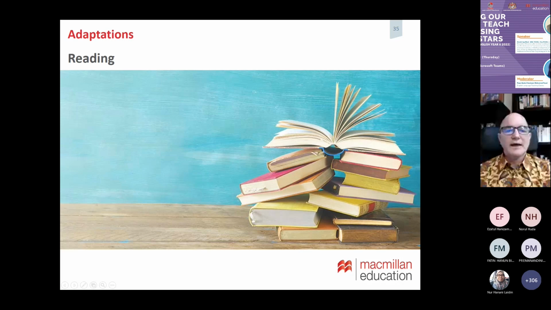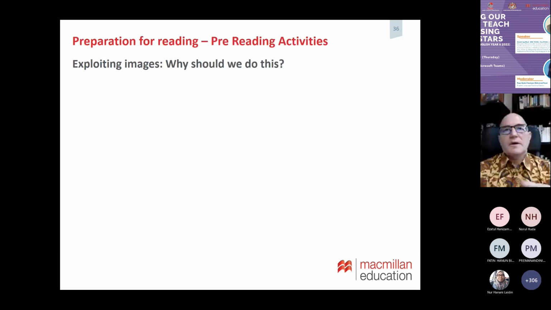So the first thing we're going to look at is going to start at the beginning, so that you remember that lesson 1 is a reading lesson. I'm going to look at how I would go about thinking and developing my teaching when it comes to these reading lessons, and looking at different aspects of the reading lesson. So the first thing I'm going to look at is preparation for reading. My preparation for reading, my pre-reading activities are all about using images, and exploiting images.